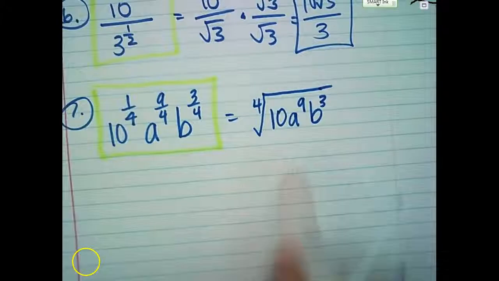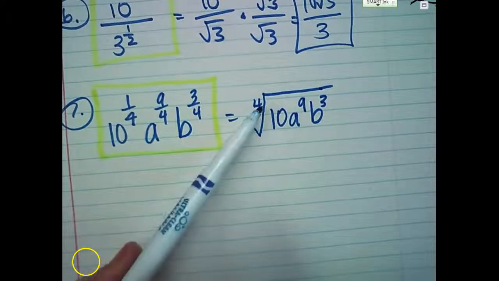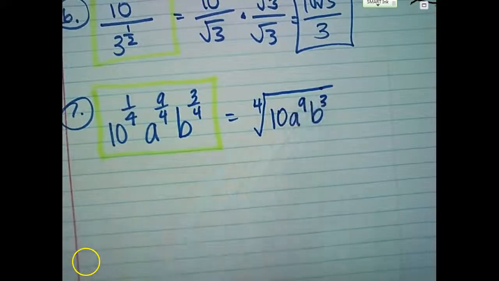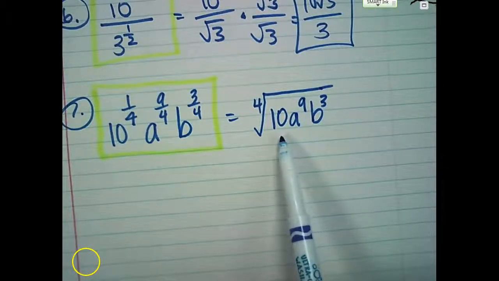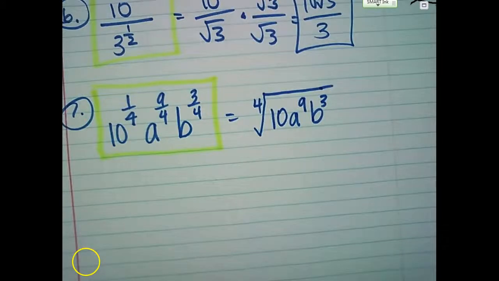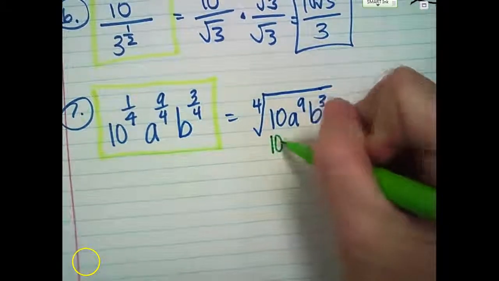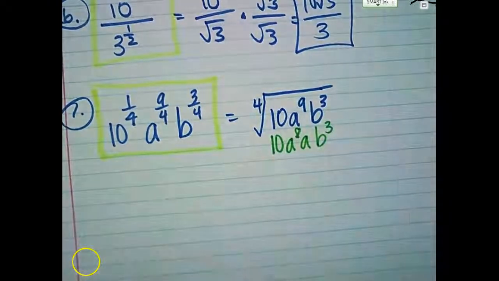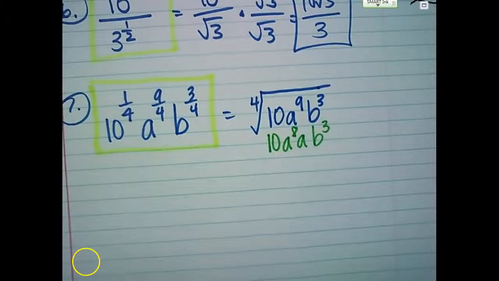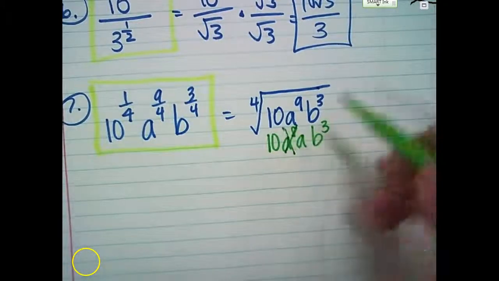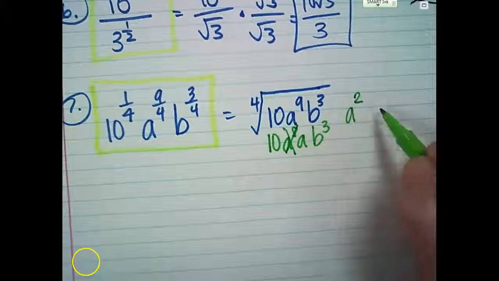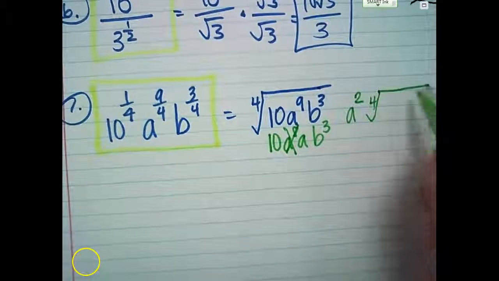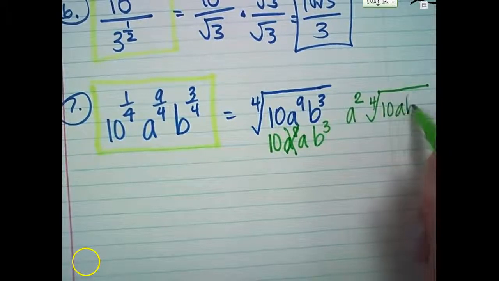Can I simplify this? Yeah, if the 4 is smaller than one of these exponents, you can. Right? Now, that's a 4th root. You can't even with the 10. Okay? So I can with the 9, though. So let's rewrite this. This is 10. A to the 8 times A, and then B cubed. Can't do anything. So the only thing I can pull out is this. This becomes A squared. And everything else is stuck inside. 10ab cubed.